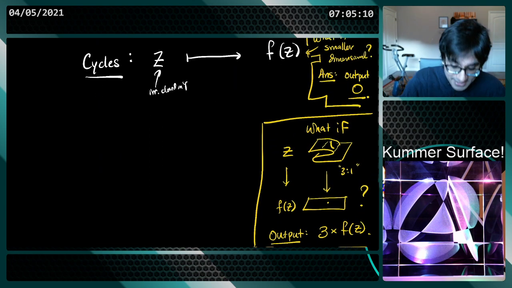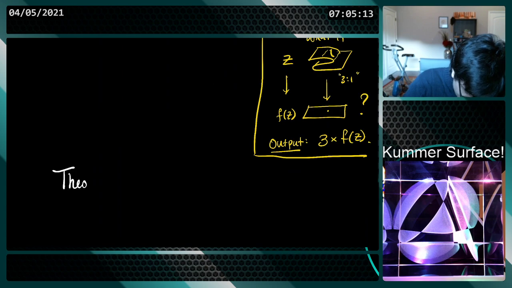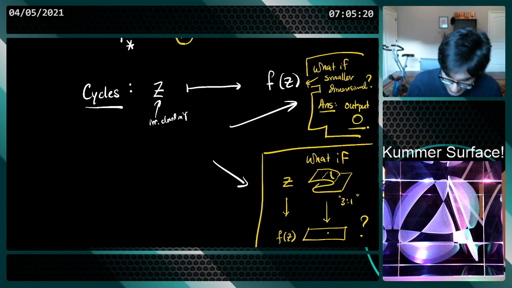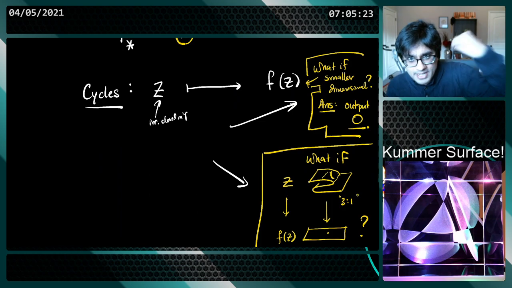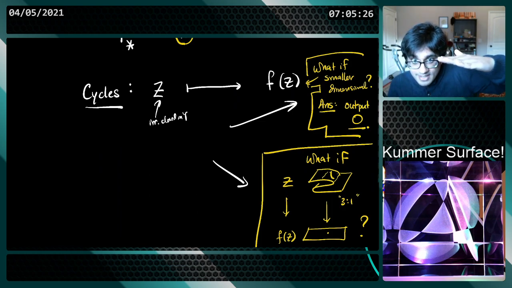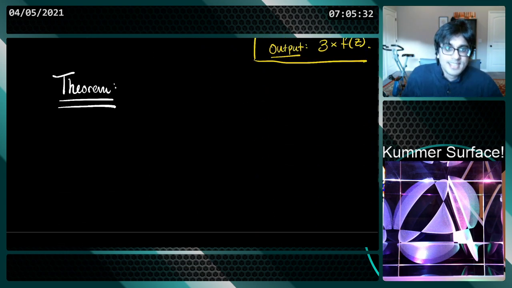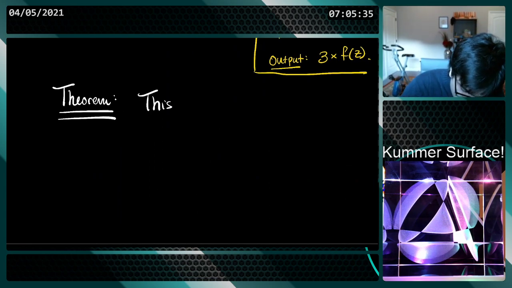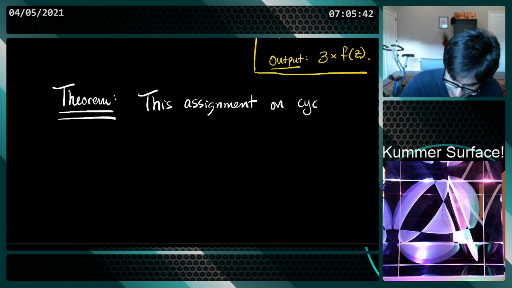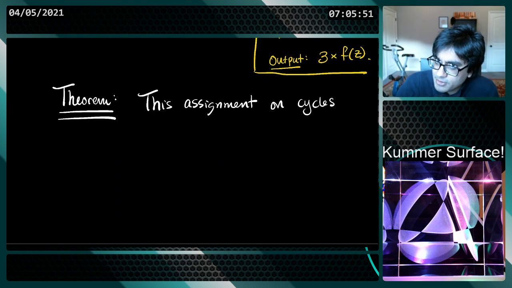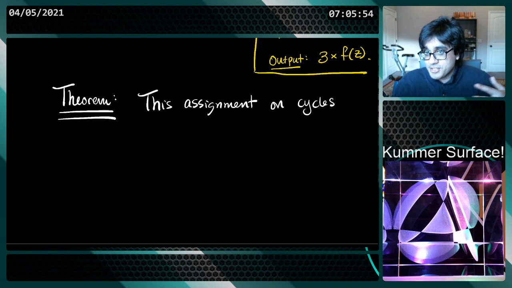And then, here's the main theorem. These are the two what-ifs. Either it squashes it, in which case output 0, or it doesn't squash it, and then you output the multiplicity of the covering times the image. So this assignment on cycles, extended linearly on combinations of pure cycles, this assignment on cycles preserves rational equivalence.